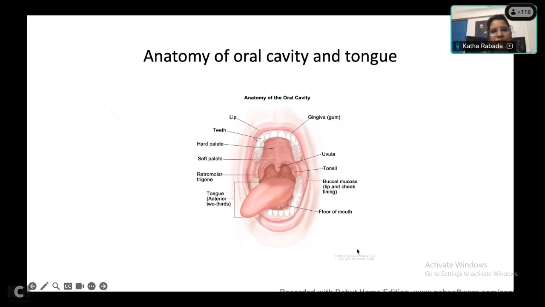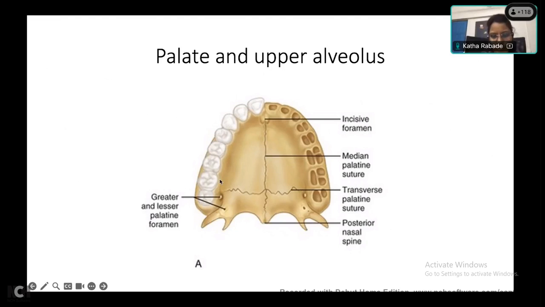So firstly, anatomy of the oral cavity. The oral cavity consists of upper alveolus, lower alveolus, the tongue, the upper and the lower lip, the buccal mucosa, gingival-buccal sulcus, which is the lower gingival-buccal sulcus and the upper gingival-buccal sulcus, and the hard palate. Also, there is the retromolar trigone, which is the triangular space present behind the last molar on the mandible, and the floor of mouth. This is the palate. So palatal tumors are also included in the oral cavity and the upper alveolus.